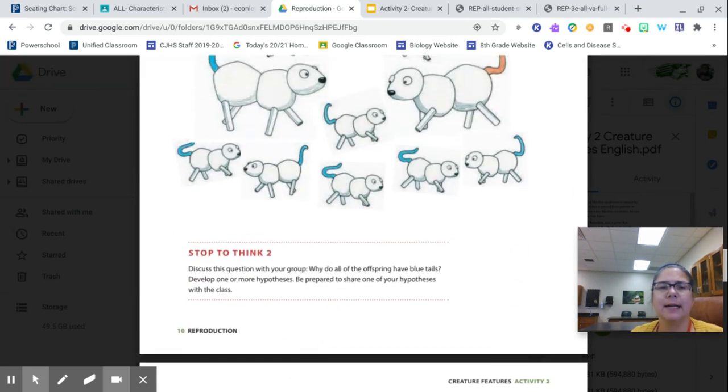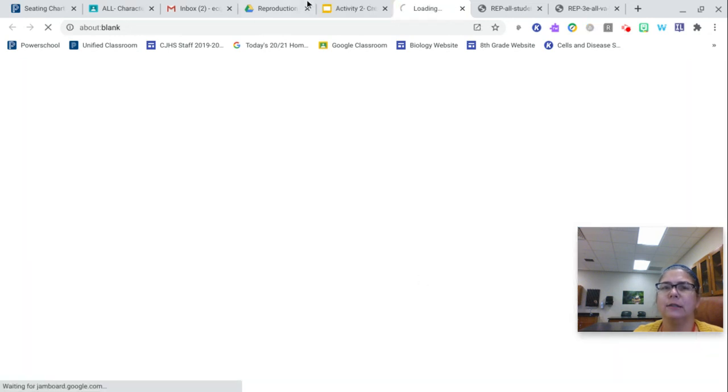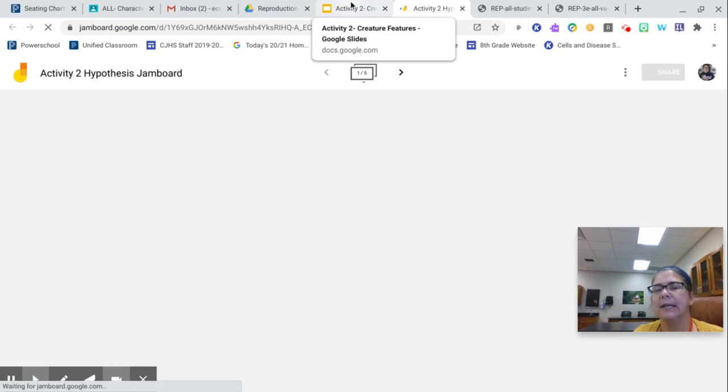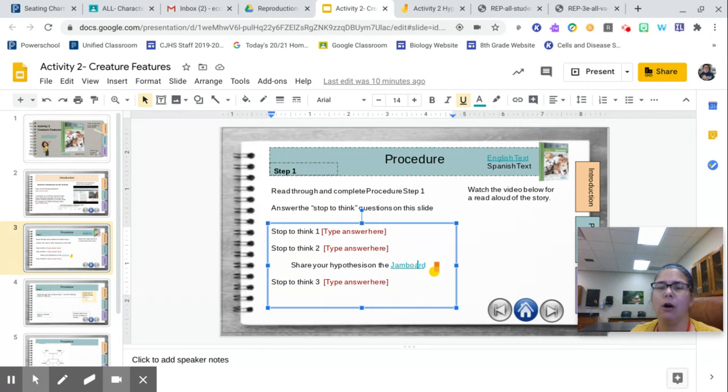Okay, so stop to think number 2. Think about this question. Why do all of the offspring have blue tails? This is where you're going to develop an answer, an explanation, an initial claim, which we call a hypothesis. I want you to come up with a hypothesis. It says be prepared to share one of your hypotheses with the class. So pause the video, go to stop to think number 2, type your answer here, and then go to the Jamboard where you will find your corresponding class period, and add a sticky note with your idea. Okay, so pause the video now.